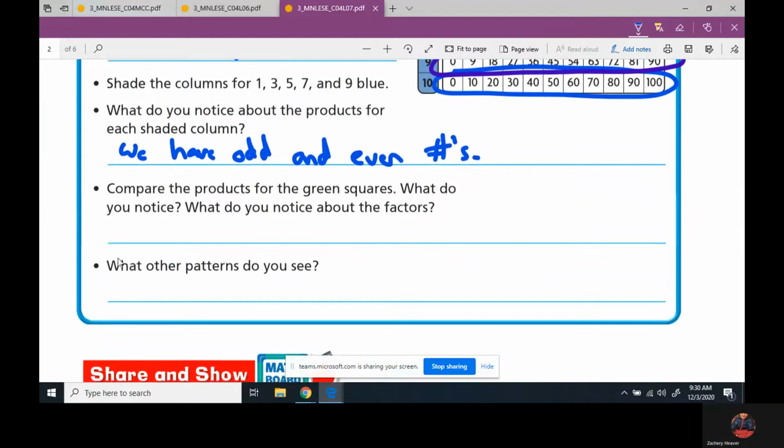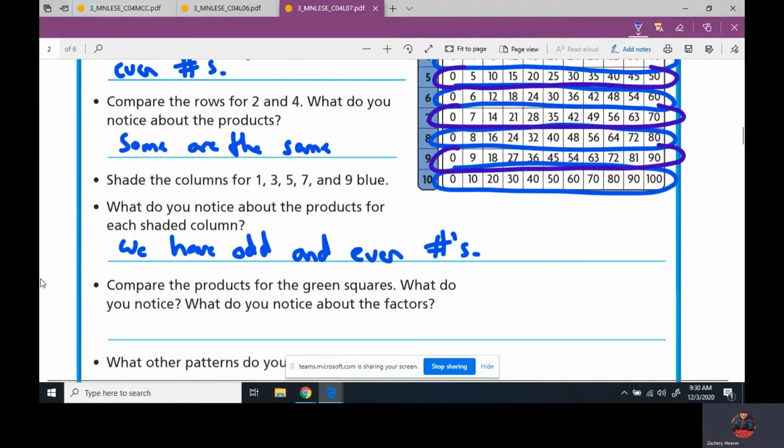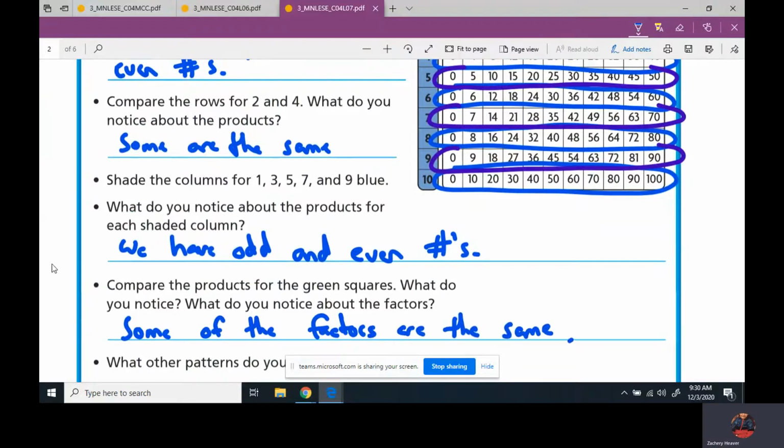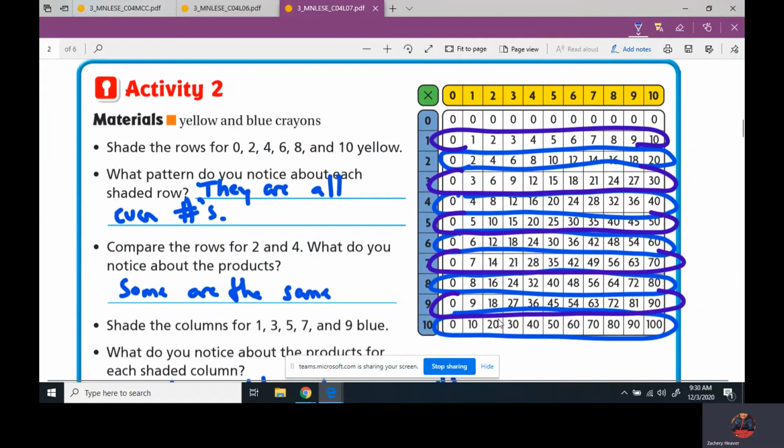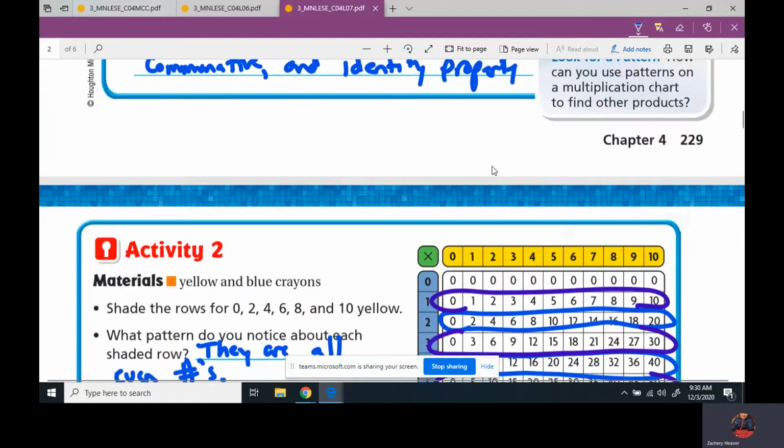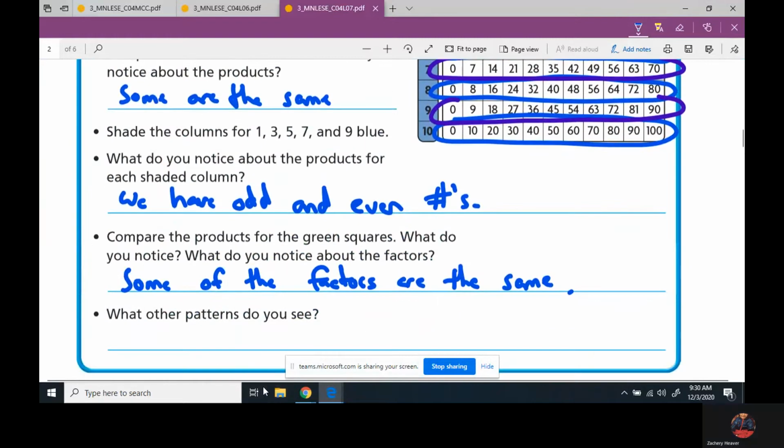Some of the factors are the same. Some of these factors are going to be the same as the ones in the green squares. So the products will be the same. What other patterns do you see?